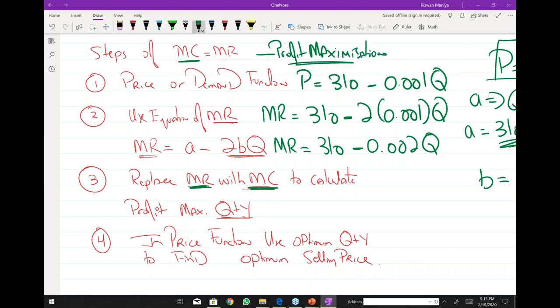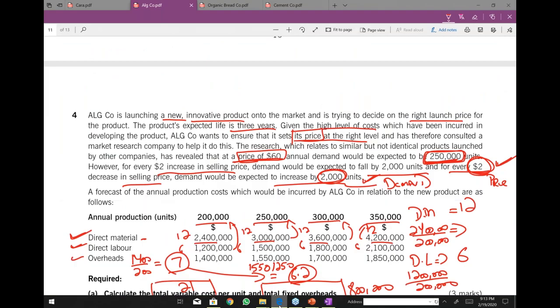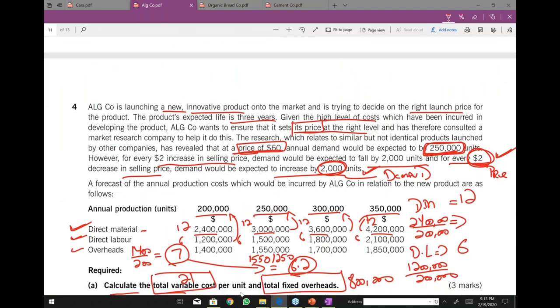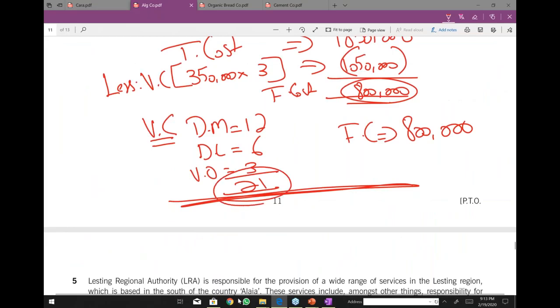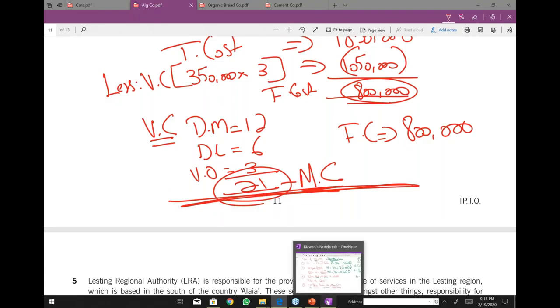When MC is equal to MR, it's the profit maximizing point. Agreed? So friends, how much is MC? We have done the working of MC. MC is 21. This is variable cost. Marginal cost is variable cost. What is marginal cost? Cost to produce one additional unit is marginal cost, which is similar to variable cost.